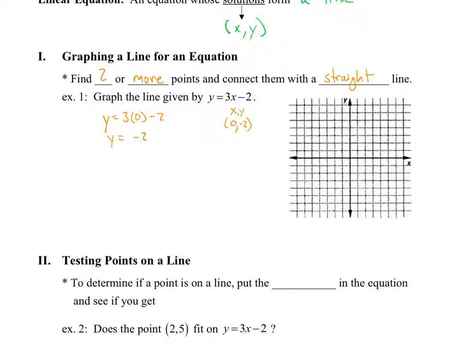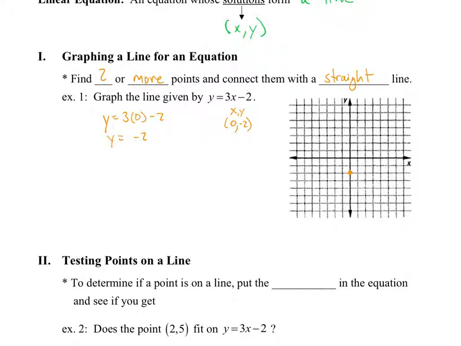So on your graph, you start at 0 on the y's, which is right in the middle, and then you're going to go down 2 to find negative 2. So there's my first point, 0, negative 2. Now we've got to pick another one. Pick another x value that's on the graph, please.